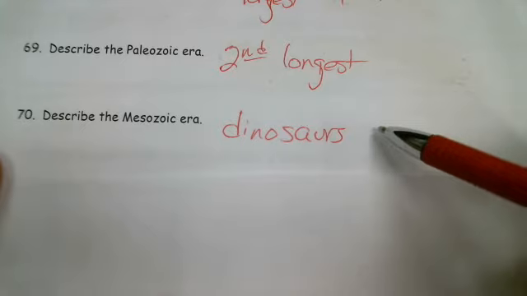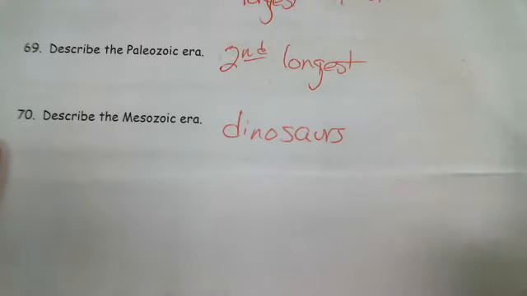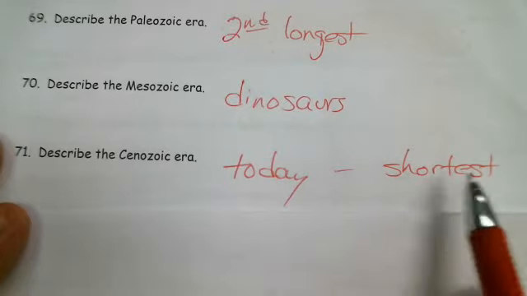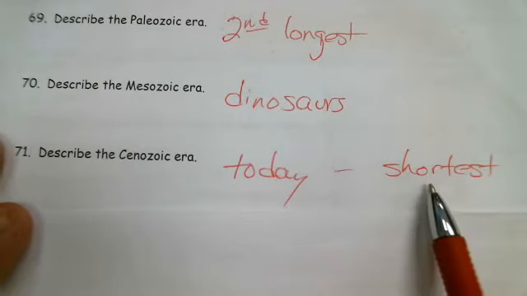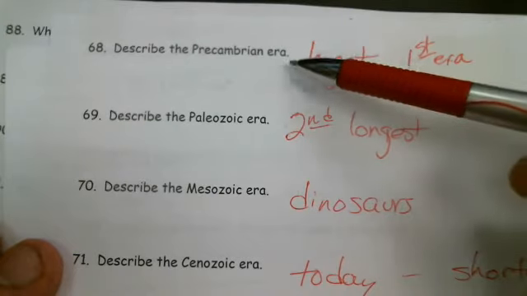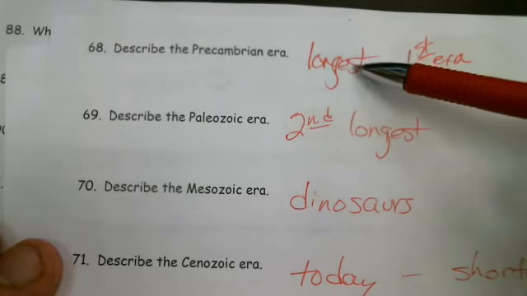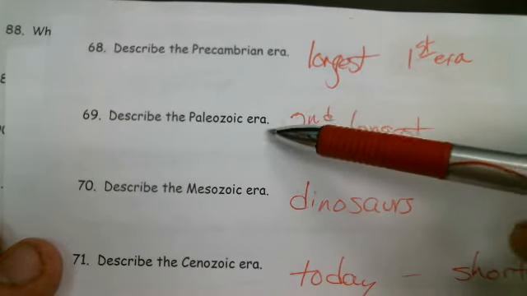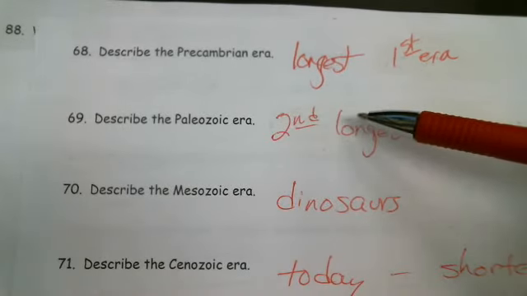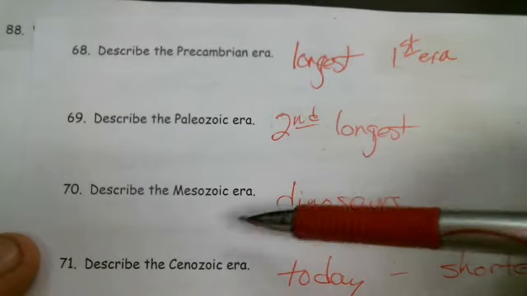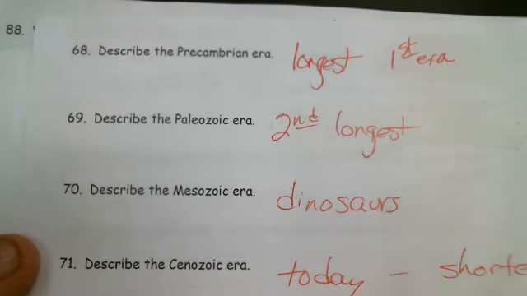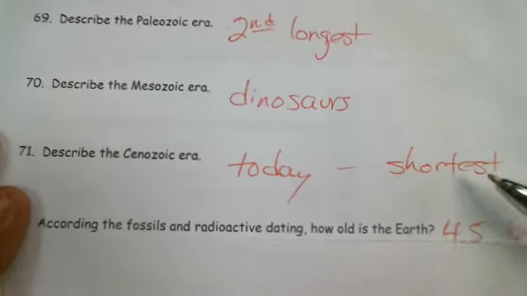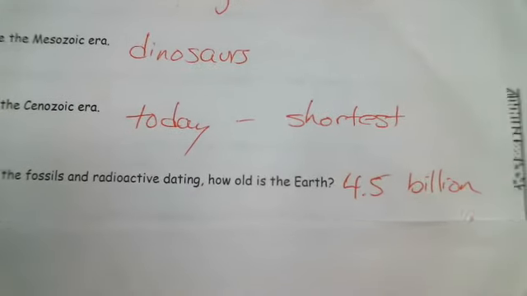Mesozoic era, that's most famous for having the dinosaurs. The Cenozoic era is today's era. It's also the shortest. So as we go through history, Precambrian is first, and it's the longest. The second longest is the next era, the second of the historical record. And then we have the dinosaurs before us, and then we have the Cenozoic era, which is today, the most recent, the shortest.